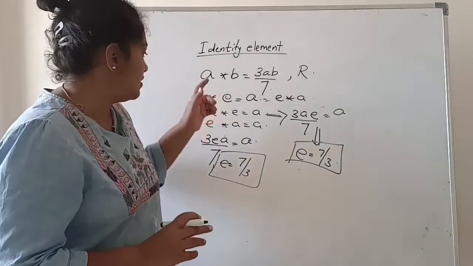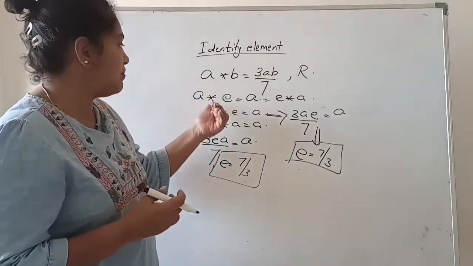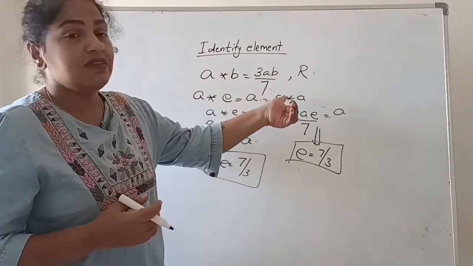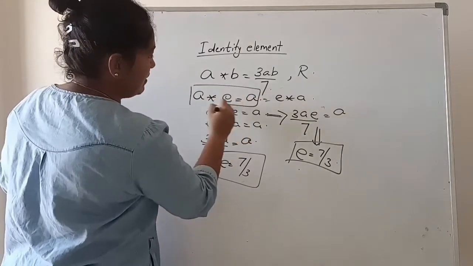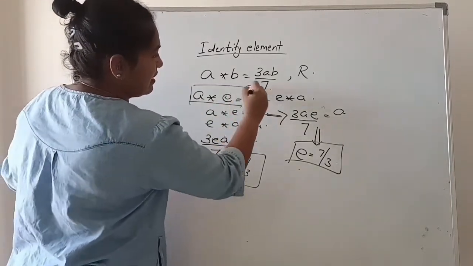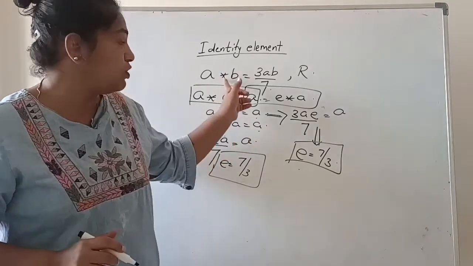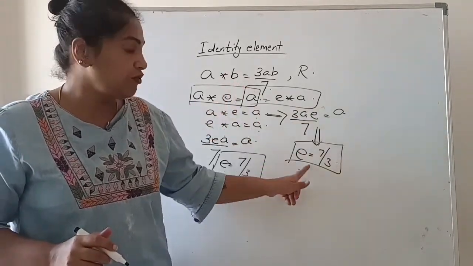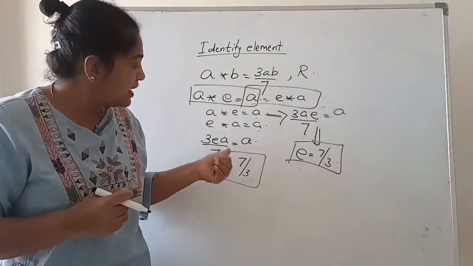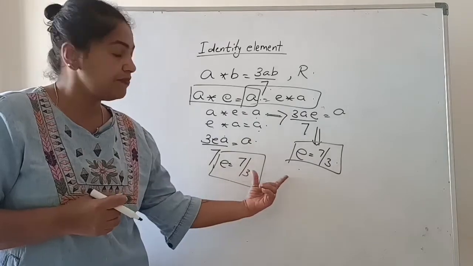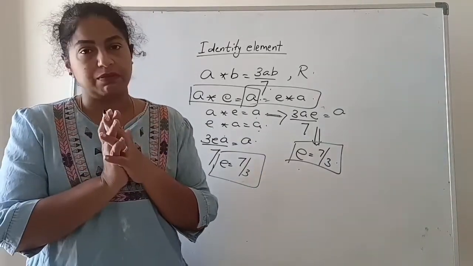Okay. I will explain once again. The condition for the identity element to exist is A binary E is equal to A, which is equal to E binary A. Split it into two statements. This is my first statement, A binary E is equal to A. My second statement is E binary A is equal to A. I wrote what is A binary E from the operation that was given in the question, and I found out the value of E. And using the next statement, E binary A, again I found out the value of E, and both the values are the same. So, E is my identity element, which is equal to 7 by 3.